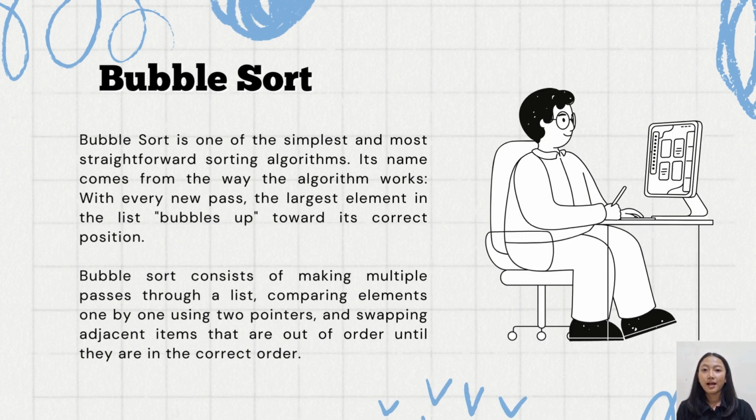What is bubble sort? Bubble sort is one of the simplest and most straightforward sorting algorithms. Its name comes from the way the algorithm works. With every new pass, the largest element in the list bubbles up towards its correct position. Bubble sort consists of making multiple passes through a list, comparing elements one by one using two pointers, and swapping adjacent items that are out of order until they are in the correct order.